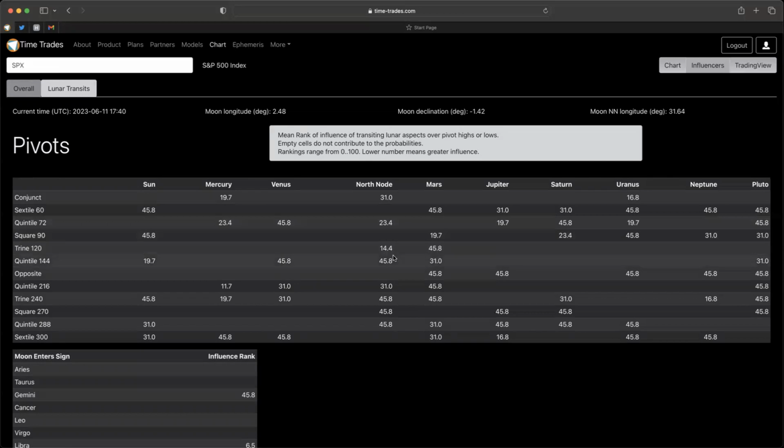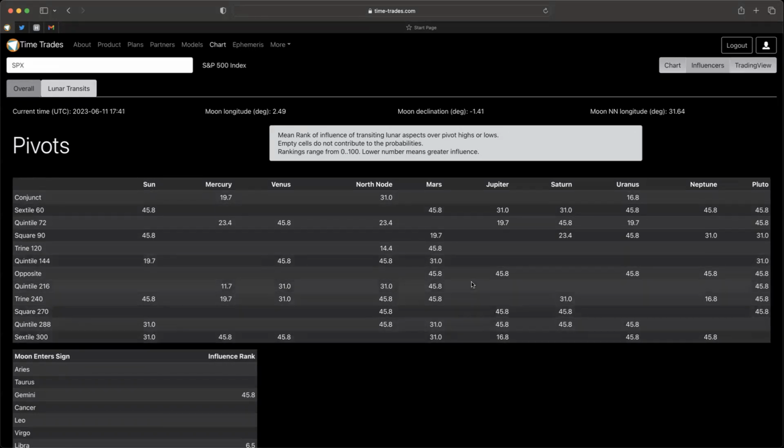Okay, so the way this is to be used is you should just scan this for small numbers. You want to look for the smallest possible number. It's like golf in that way. The smallest number I can see here is the quintile 216 of Mercury. So when the moon is 216 degrees from Mercury, that is the highest influence over a pivot.